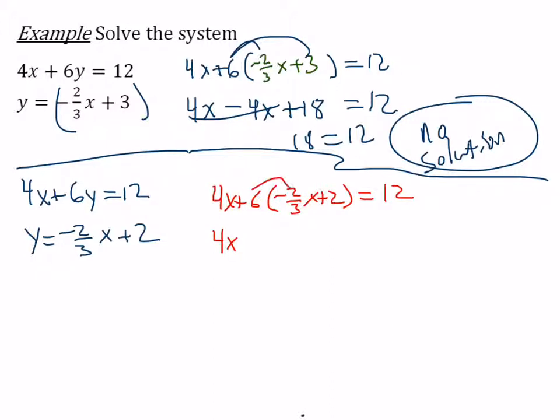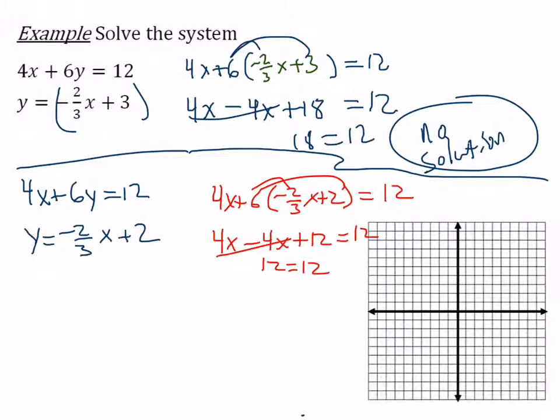And this time we're going to get, again, -4x plus 12 equals 12. Those cancel, and 12 equals 12. Is that a true statement, that 12 equals 12? Sure is. Well, what's going on with this situation? Let's check. Let's try to graph it here.